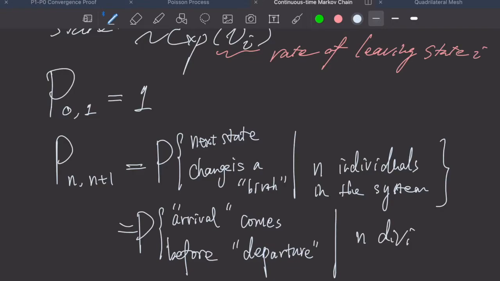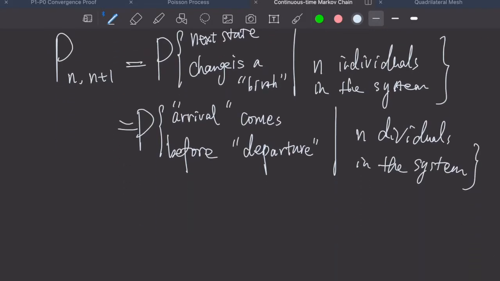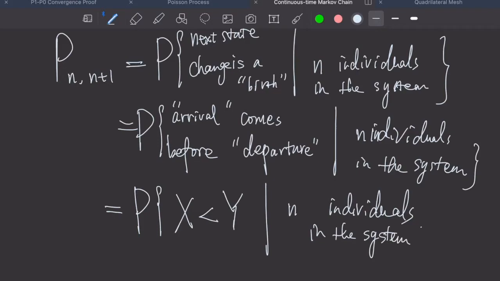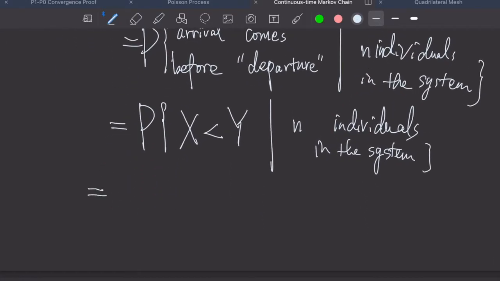And given n individuals in the system, if the arrival comes before the departure, it simply means our arrival time is less than the departure time. Keep this in mind: when we have n individuals in the system, x is exponentially distributed with rate lambda n, and y is exponentially distributed with rate mu n.